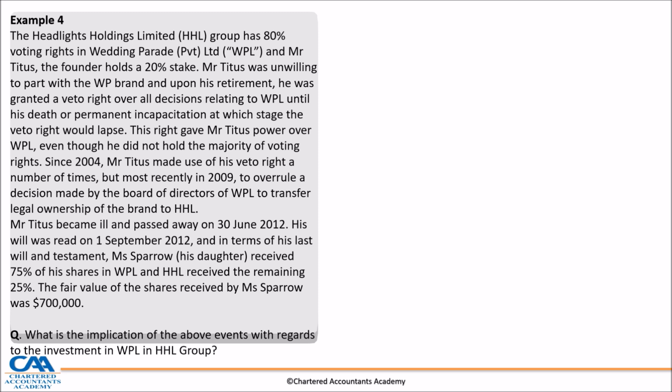So from just the analysis there, with 80%, HHL seems not to have control. Rather, Mr. Titus with 20% has got a veto right, which if he applies it, he can make or stop all decisions relating to WPL. And this veto right can only be used as long as he's alive and operating in full capacity.